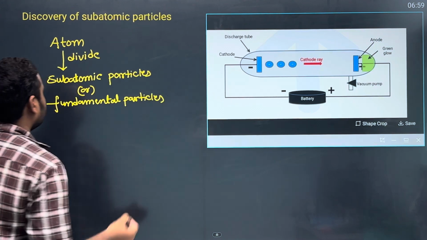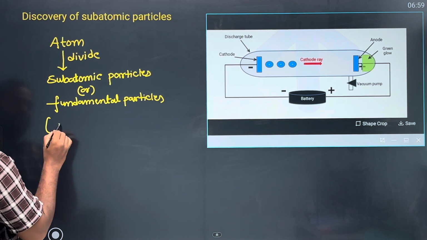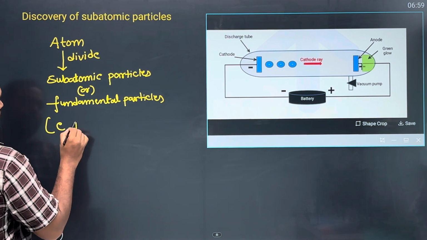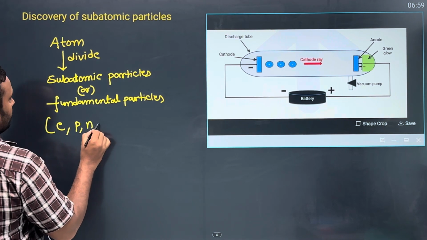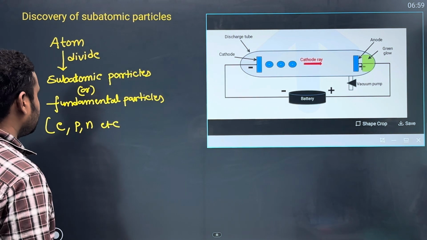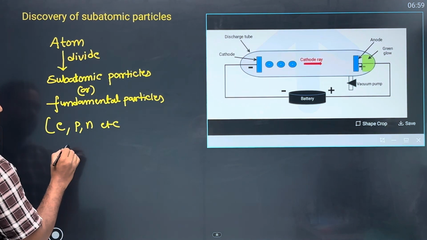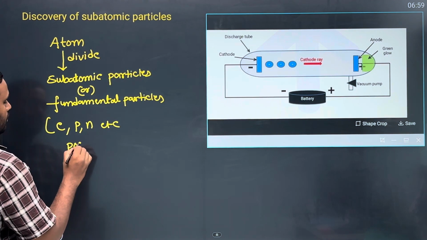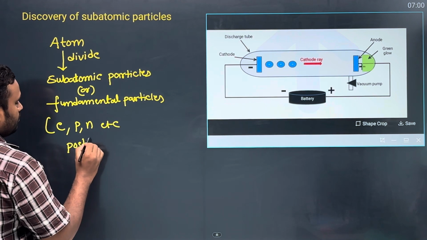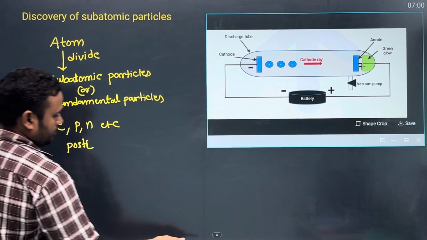Okay, so what are the subatomic particles or fundamental particles here? Electron, proton, and neutron, etc. These are known as what? Subatomic particles. Apart from these electron, proton, and neutron, we have positron.